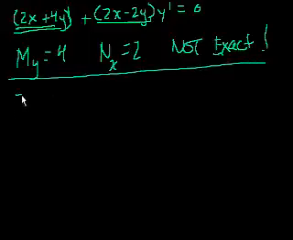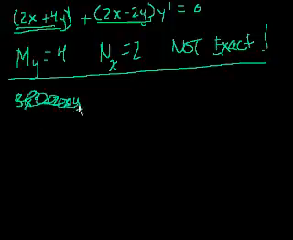Let's see. We have 3x squared minus 2xy. Actually, let me do this in the next problem. I don't want to rush these things. I will continue this in the next video.